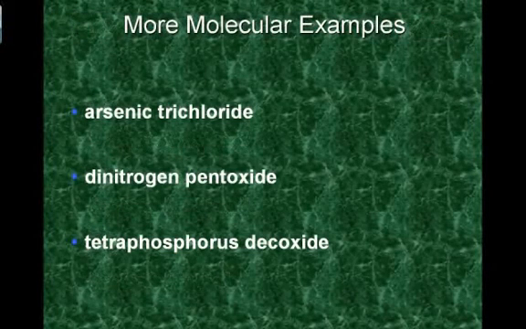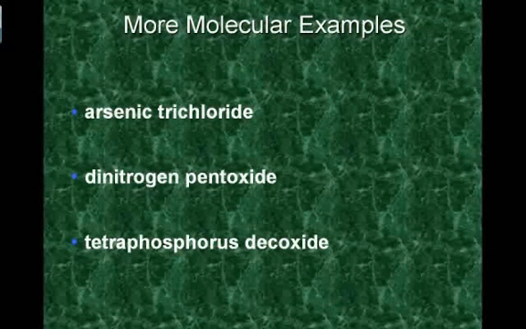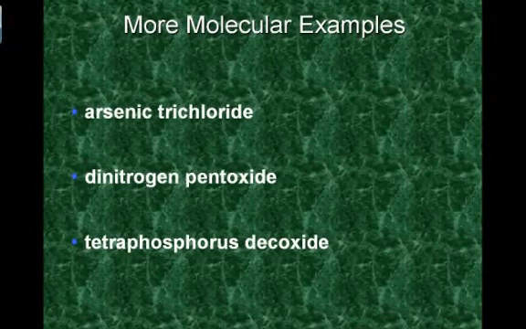So let's go in the other direction then and try writing the formulas. So let's take this first one, arsenic, and notice there's no prefix, so that just means it's a single arsenic. So As would be the symbol, and then notice that it's trichloride, so Cl would be the symbol for chlorine, and then there's 3 chlorines, so the subscript would be 3. So the formula there would be AsCl3.